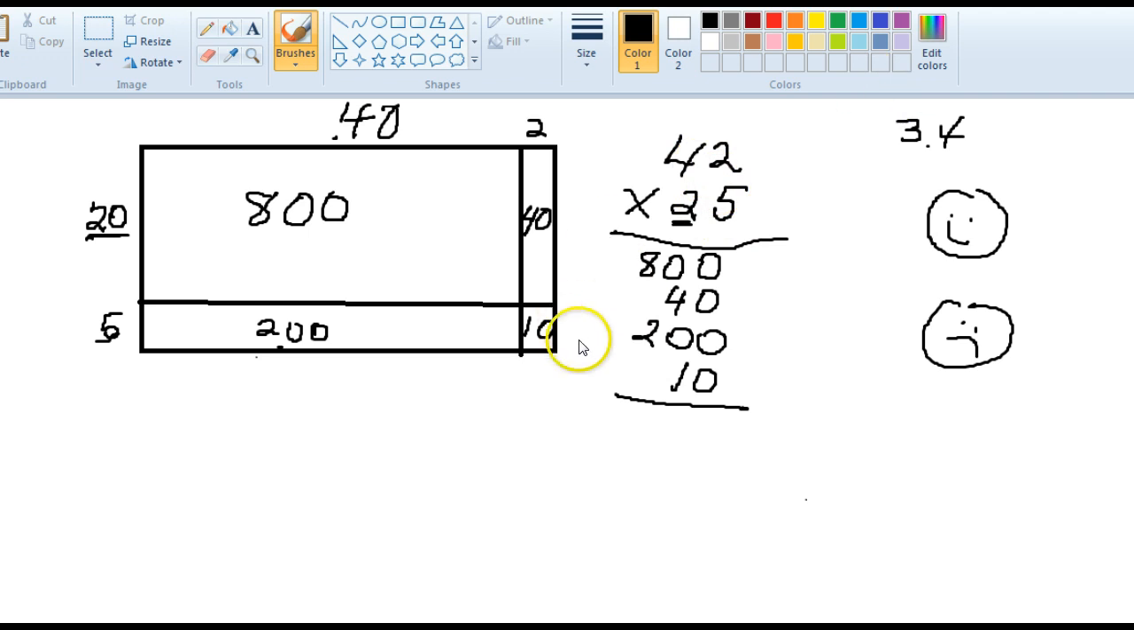Then all we have to do is add that all together. So of course that's zeros. 0 plus 4 plus 0 plus 1 is 5, and 8 plus 2 is 10. So our answer to 25 times 42 is 1050.